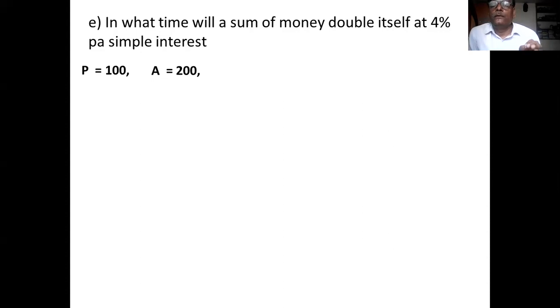If you deposit 100 rupees in a bank, it becomes 5 times. It becomes 5 times means what is the amount? 500. Good.